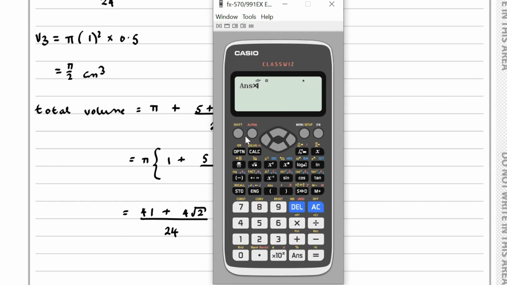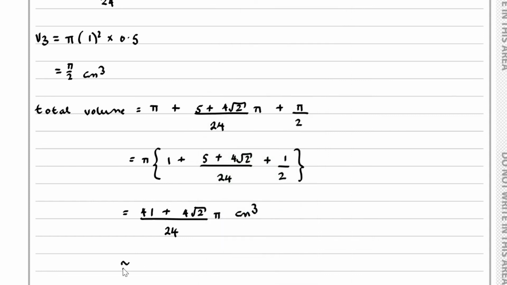So if we times this by pi, we get 6.11 centimeters cubed. So this is approximately 6.11 centimeters cubed. So that's how we approach this question.